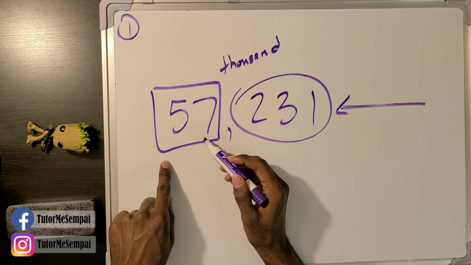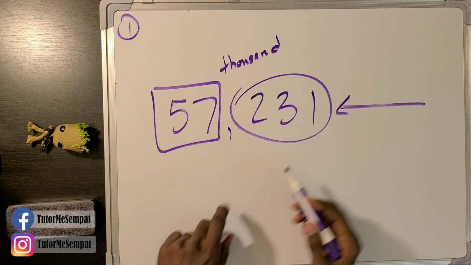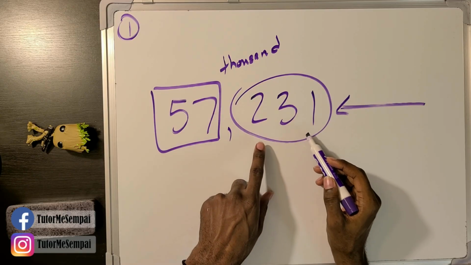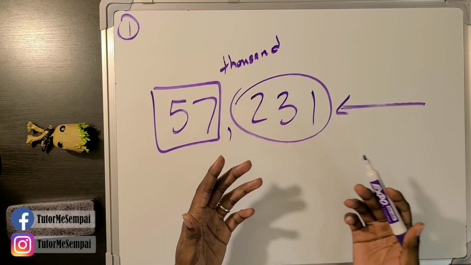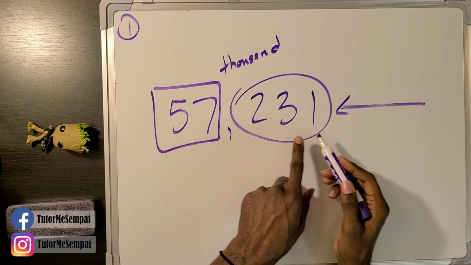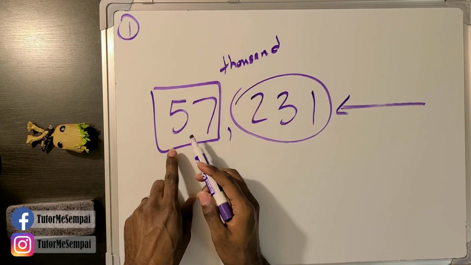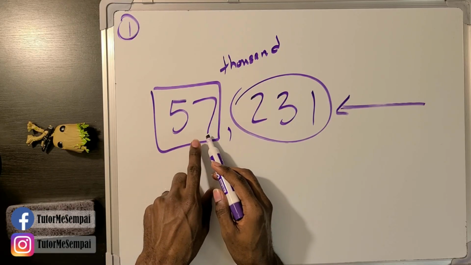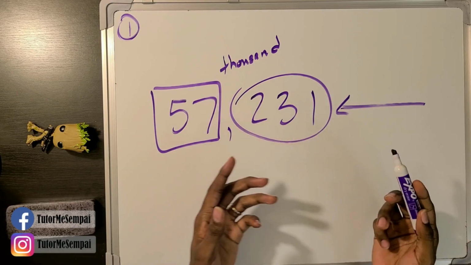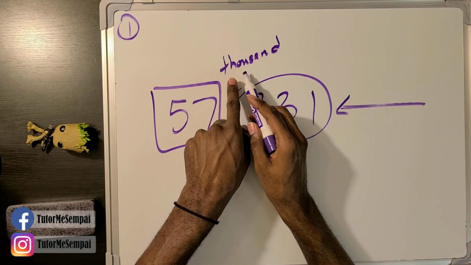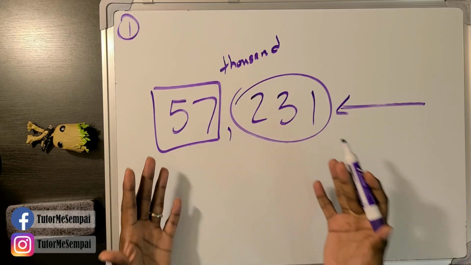What's in this box? This box says 57. Great. How about this oval here? What's in this oval? This oval says 231, or if you like to say and, 231. Now we're going to put everything together with our 1,000 comma. This says 57,231. That's it. That's all you have to do to read this number.